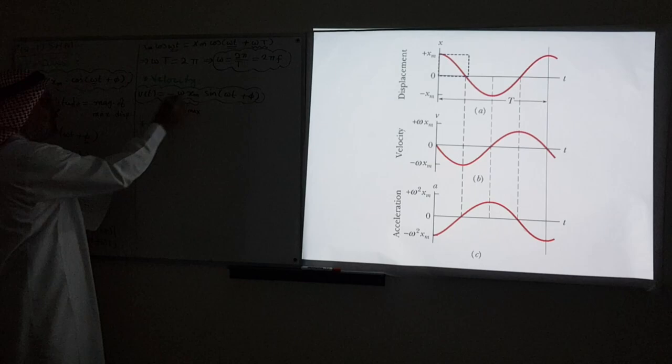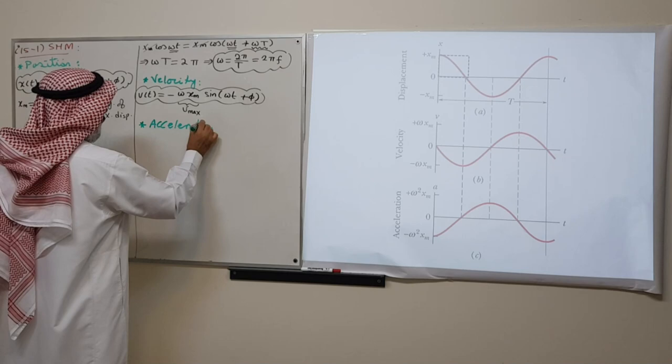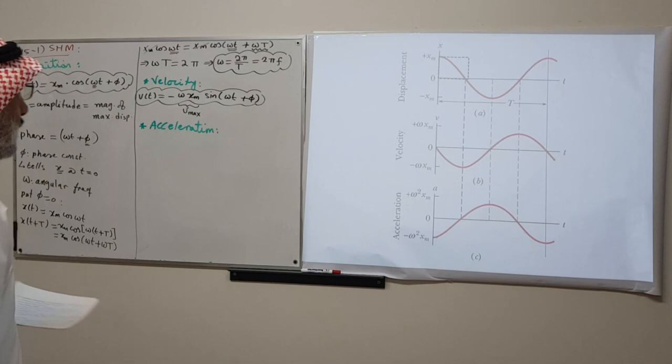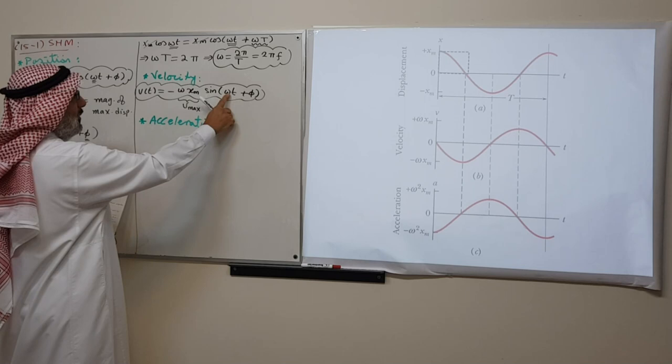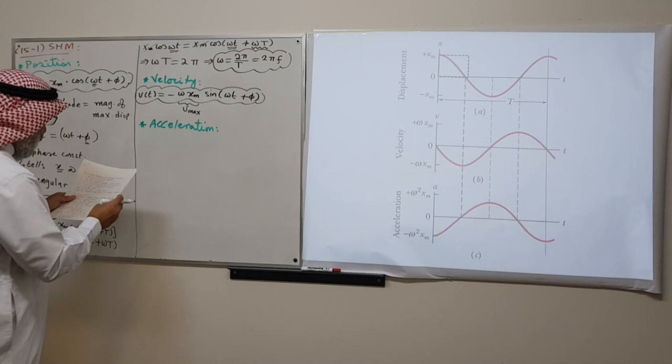In the same way, we can now proceed to find the acceleration, and the acceleration is found by taking the derivative of the velocity with respect to time. So let's find out the acceleration. Take the derivative of the velocity with respect to time. What do we get? The derivative of sine will be cosine, and the derivative of this will give me omega. So this will be minus omega squared xm cosine of omega t plus phi.